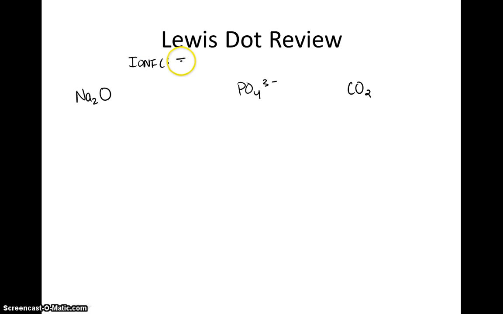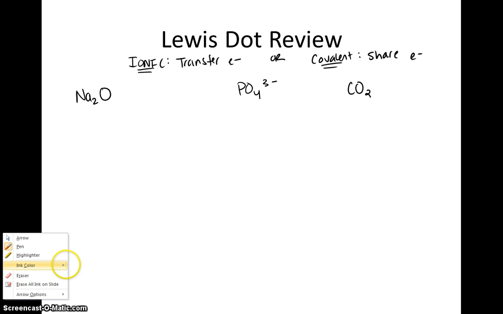which means we're going to transfer electrons, or is it going to be something that's covalent, where we're going to share electrons. That's important because if we're ionic or covalent is going to dictate what our picture looks like.